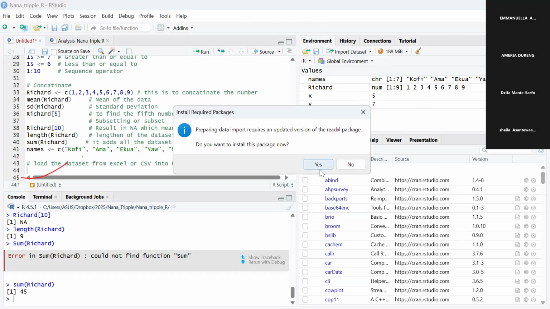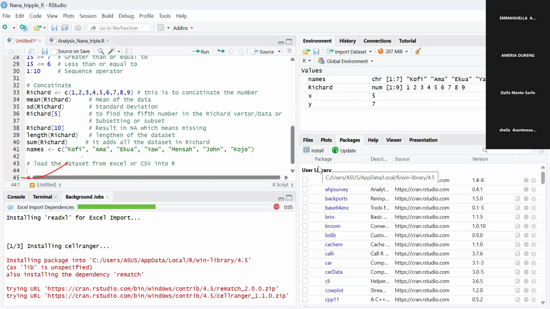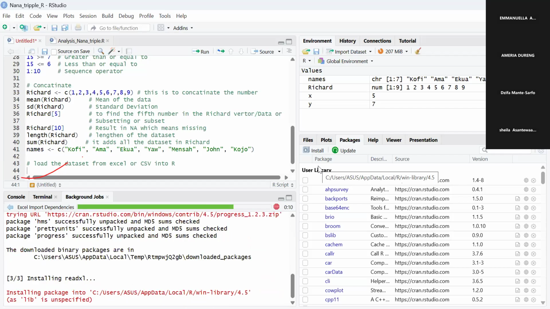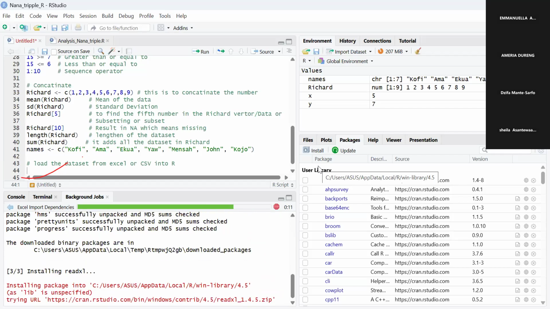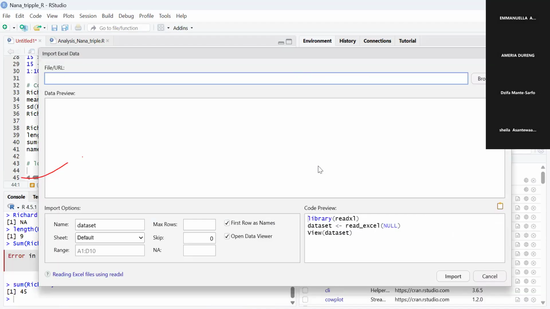Preparing to import. Do you want to install a package? I'll say yes, and then it will just install some package for me. And remember, I said this is quite a new laptop that I'm using for this, so I have not really used anything R on it. So beautiful. Now it has done me a good service.